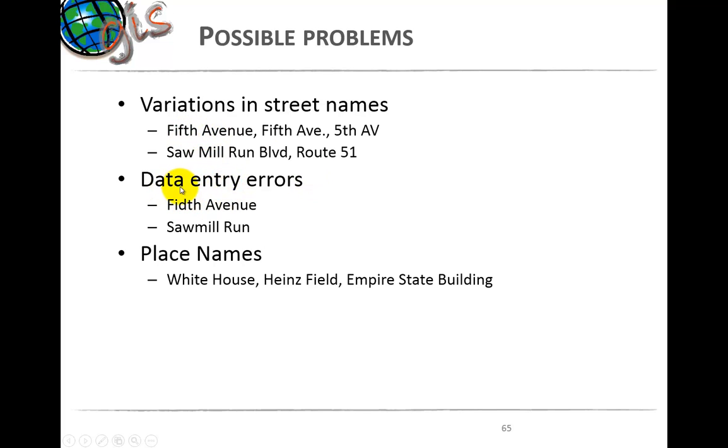And then data entry errors, like somebody would misspell Fifth, and maybe they're lazy enough that they'll exclude Boulevard, which would mess up a whole lot of things. Sawmill Run is not a street, so it won't be able to match it. You have to clean that up.